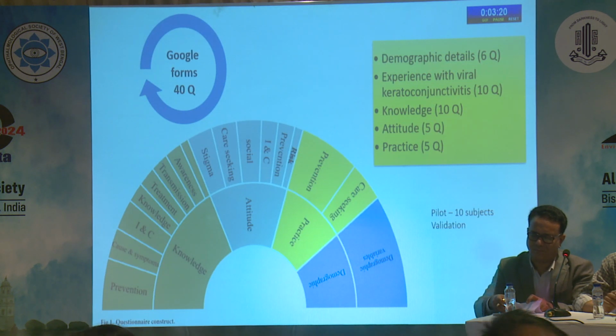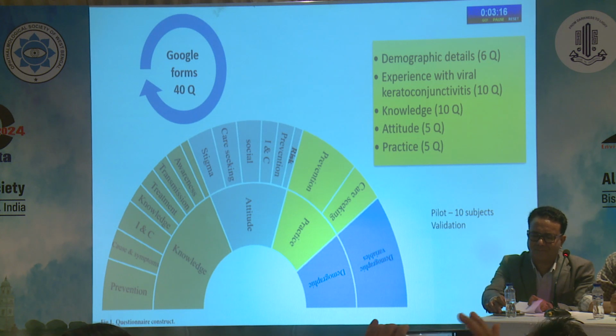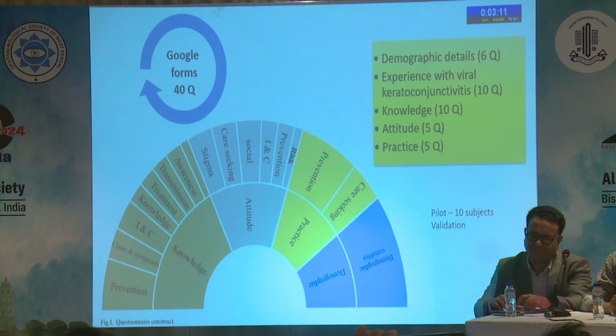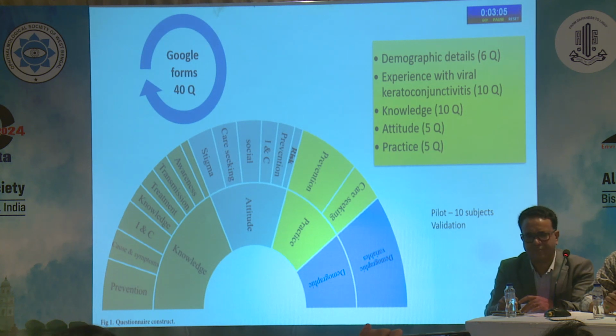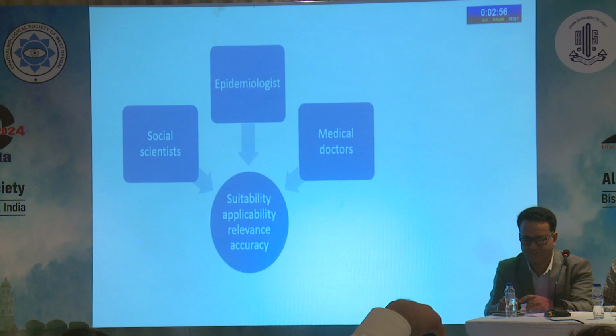This was a Google form constructed with the help of different people all around India, and we concentrated on the demographic details, their experience with viral keratoconjunctivitis, and their knowledge, attitude, and practice. We did a pilot study in 10 subjects, and the validation certificate was taken from the statistician. We took help from social scientists, epidemiologists, and medical doctors to make the study suitable, applicable, relevant, and also accurate.